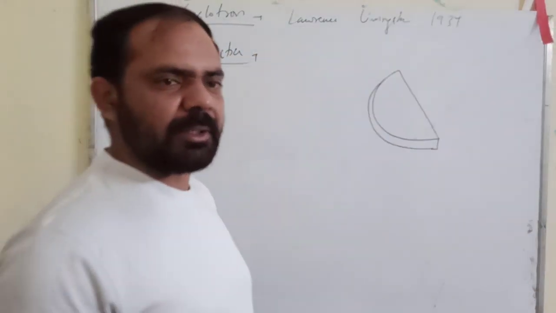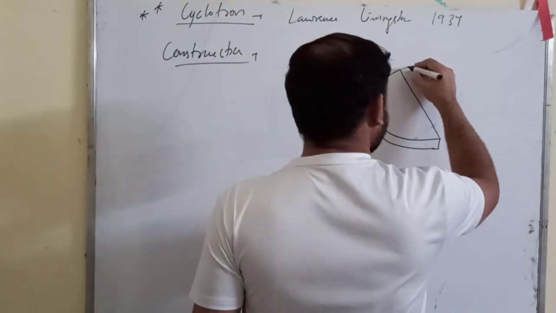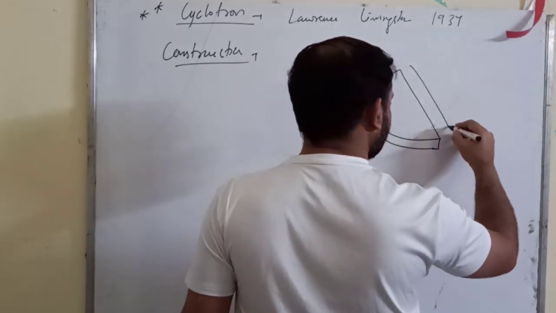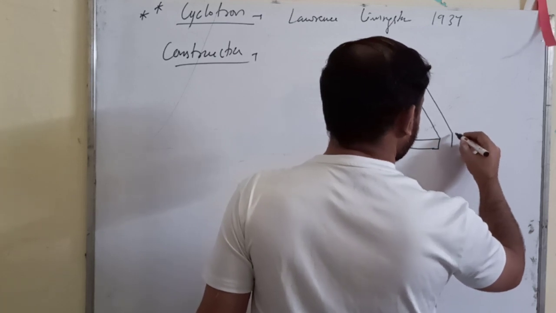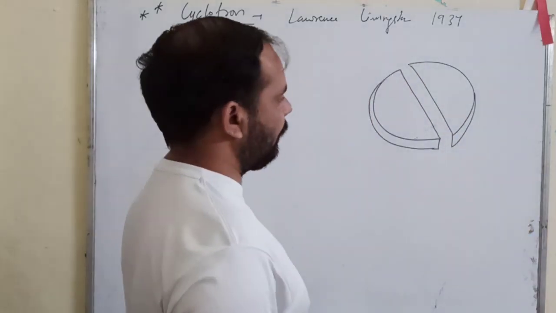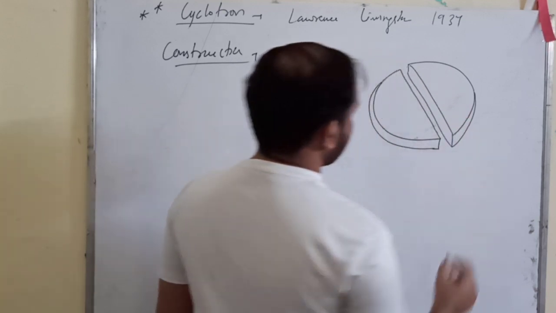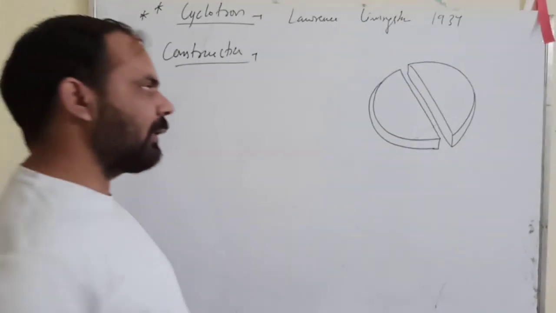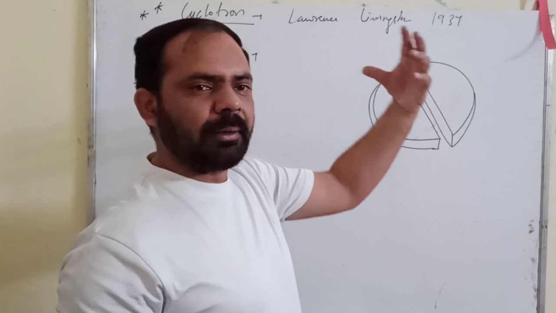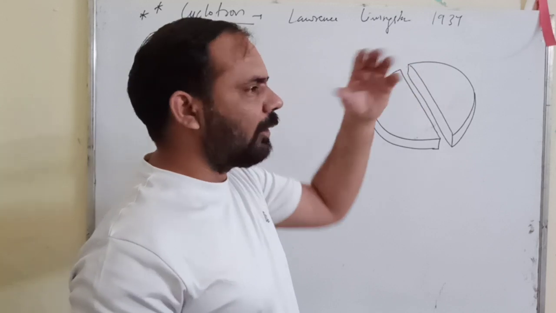We take two Ds. Ds means semicircular halves, separated by a small gap. So like this. Yes, we have two semicircular Ds, hollow vessels in the shape of a semicircle, half circles, and they are like hollow vessels.